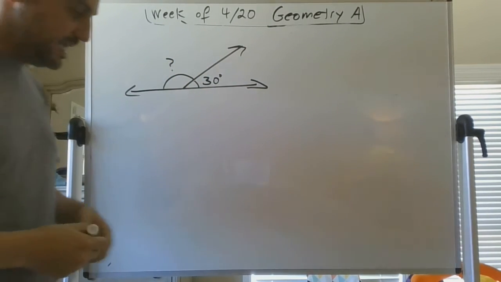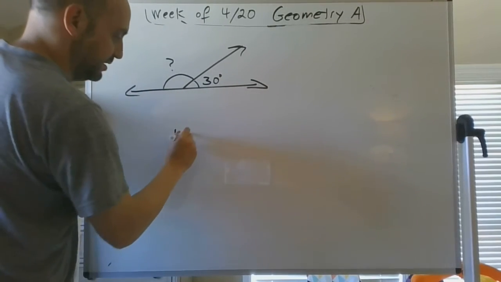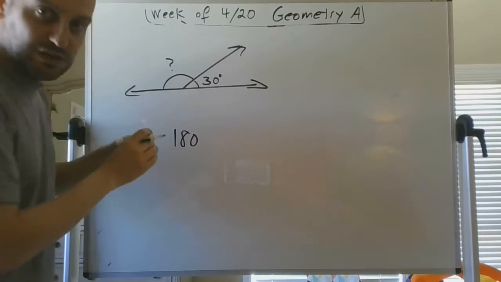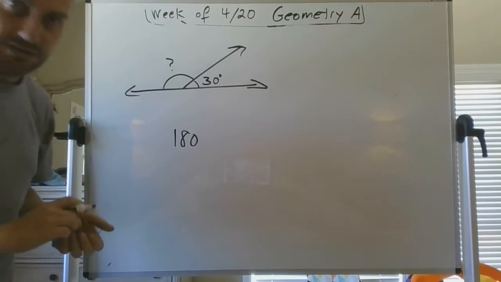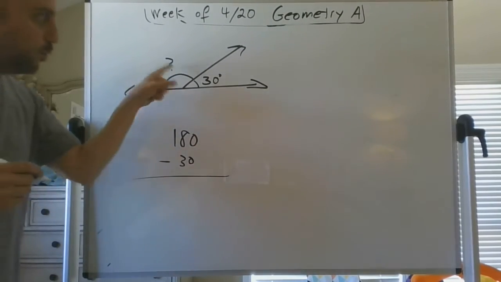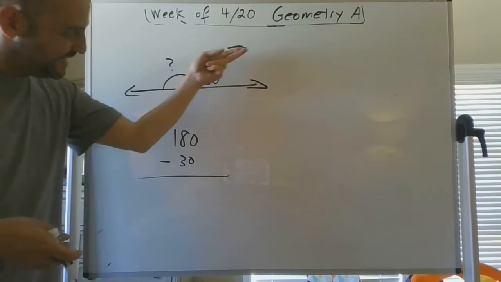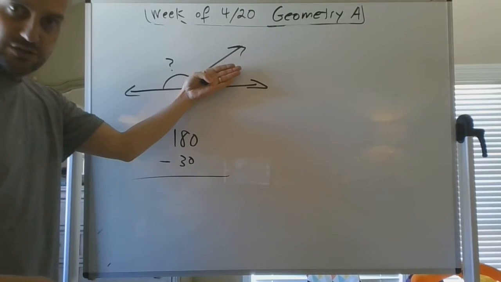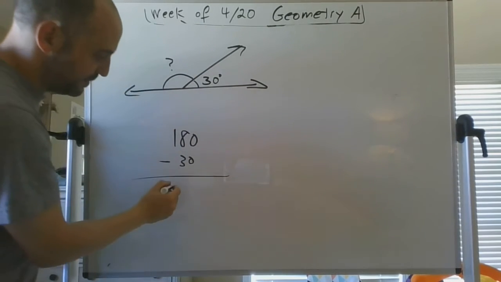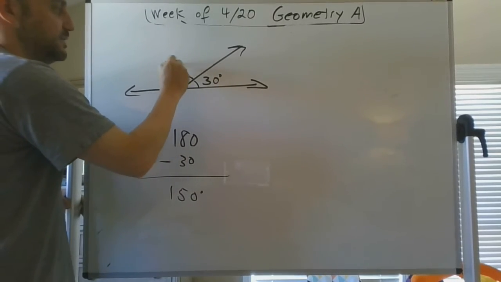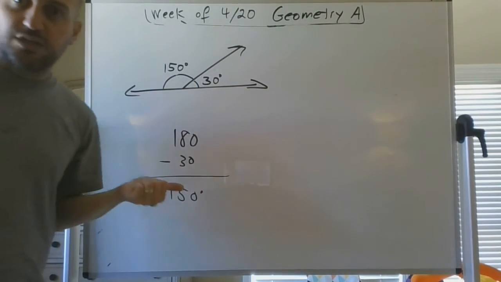Let's think about it. If an entire straight angle is 180 degrees, and I'm giving you the 30 degrees, imagine with scissors you cut out this 30 degrees. You subtract 30 from this 180. What will be left over? 180 minus 30 is 150 degrees. So that's 150 degrees. That's what you're going to need to know this week.